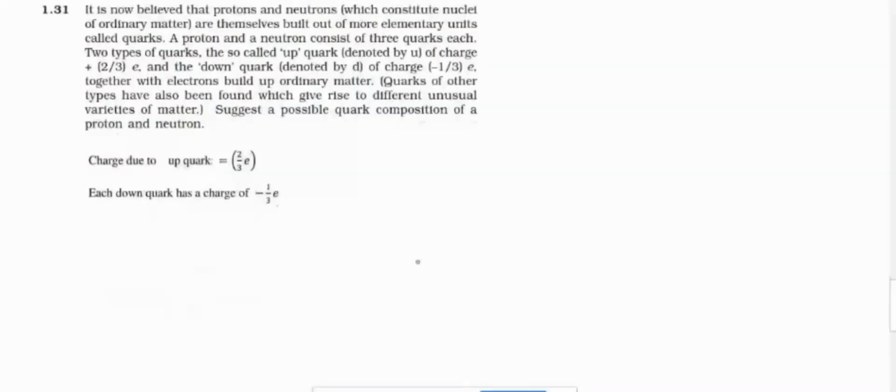Then next, it's now believed that protons and neutrons, which constitute nuclei of ordinary matter, are themselves built out of more elementary units called quarks. Protons and neutrons are further divisible into certain subatomic particles which we call quarks. Protons and neutrons consist of 3 quarks each. There are 2 types of quarks. One is up quark denoted by u with the charge 2e by 3, and down quark denoted by d with the charge minus e by 3.